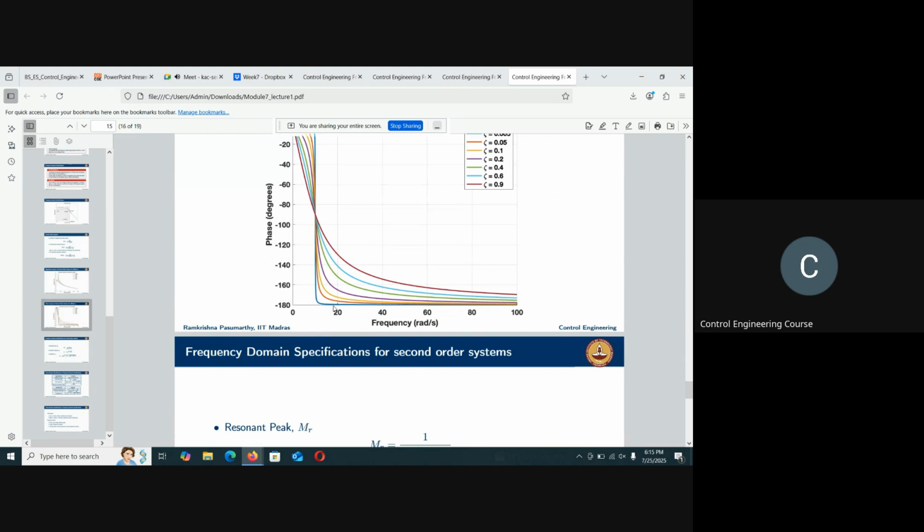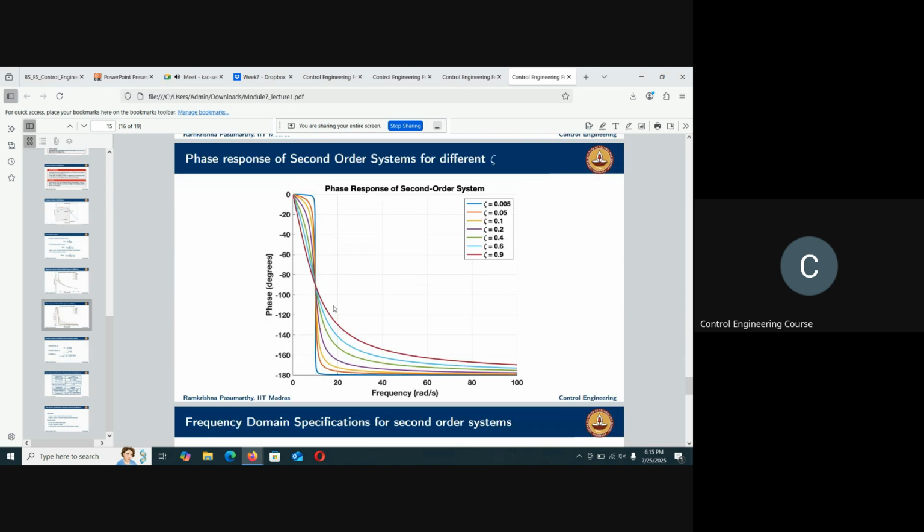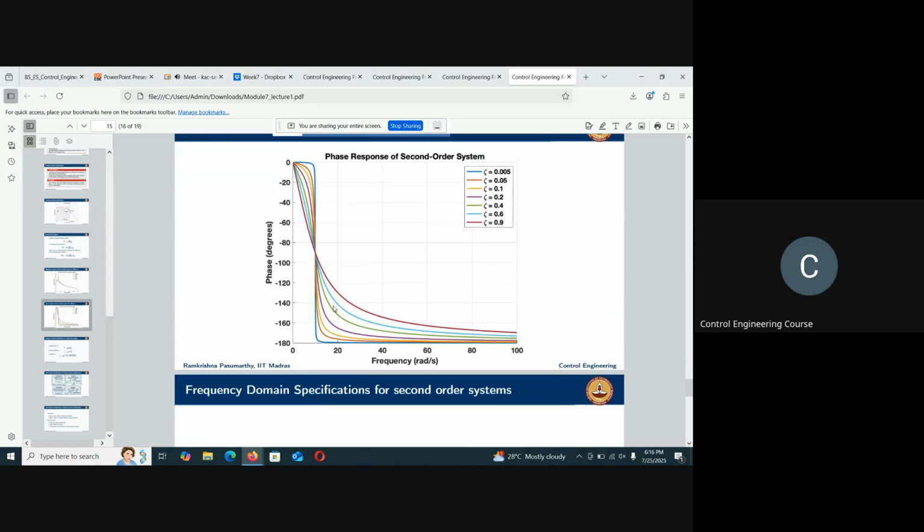And this is the phase response that you see. So what you see is as zeta is becoming smaller and smaller, the phase plot becomes sharper. It is zero and then suddenly drops to minus 180. When zeta is not that low, it slowly drops from 0 to minus 180 gradually. But as zeta decreases, there's a sharper change: for omega less than omega n, you stay very close to 0, but slightly bigger than omega n, you jump to minus 180.